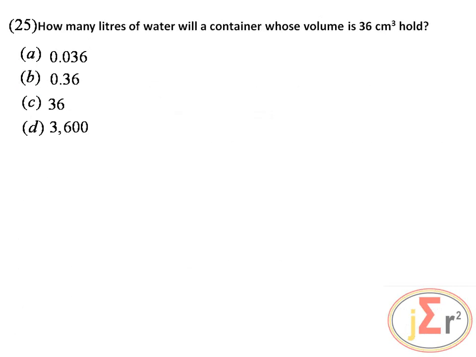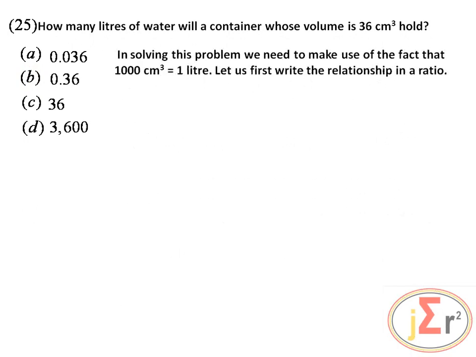How many liters of water will a container whose volume is 36 centimeters cubed hold? In solving this problem, we need to make use of the fact that 1,000 centimeters cubed is equal to 1 liter. So let us first write the relationship in a ratio. We are going to be using ratios to solve the problem, and the relationship is 1,000 centimeters cubed is equal to 1 liter.